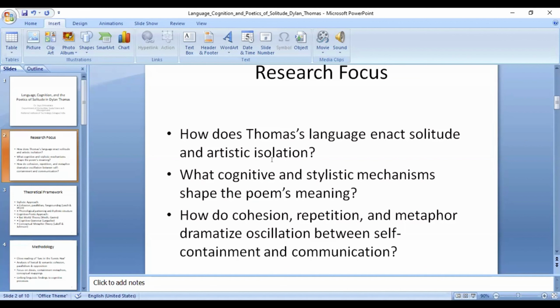In Thomas's poem, cohesive patterns of repetition, parallelism, and lexical recurrence not only sustain rhythmic and semantic unity, but also mirror the recursive movements of thought characteristic of an anxious and introspective mind.